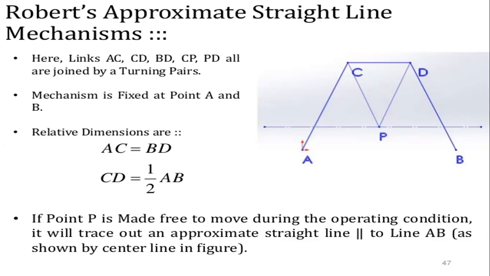And if the point P is made free to move during the operating condition, it will trace out an approximate straight line which is parallel to AB. So this is the approximate straight line that is going to be traced out, which is parallel to the line AB as shown here. This is the relative figure of the Roberts mechanism in which a straight line is formed with the tracing point P, which is parallel to AB.